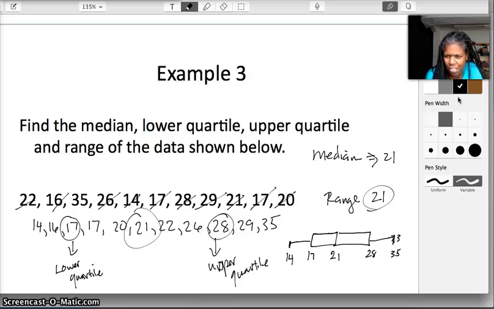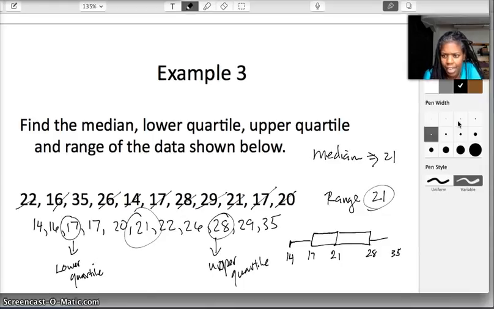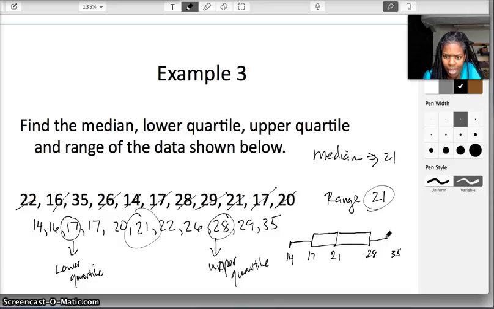Okay, so I think there's a problem where they ask you to write it out as a box and whiskers plot. And so I just wanted you to know that it's not that deep. It really is just taking that data and putting it in this physical structure.